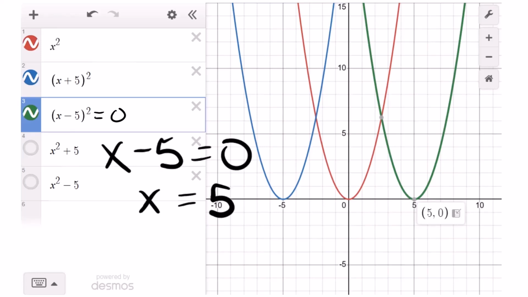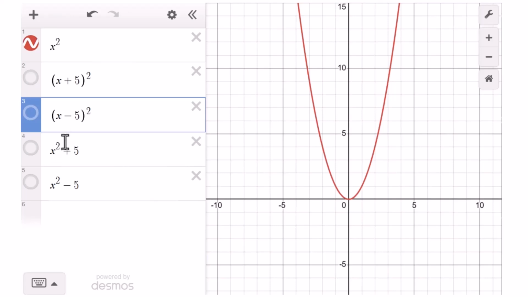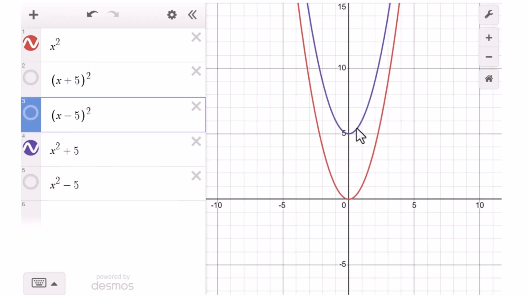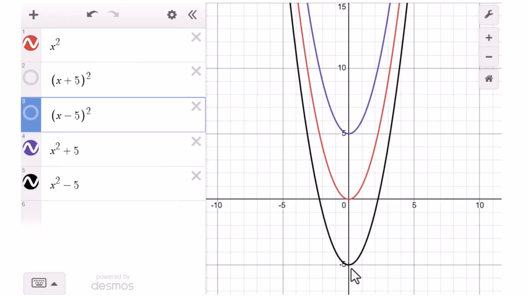Well, what happens then if we have the number on the outside, not in the parentheses with the x, but just on the outside? X squared plus 5, here's our parent function. Ooh, that went up 5 units. Didn't change the shape, it just went up 5. So x squared minus 5, what do you think is going to happen with that? Yeah, went down 5. Oh, that's pretty cool. So to slide your parabola up and down, it's that constant that's on the outside. And I'm going to tie this all together in a minute when I show you the vertex form of the equation. And if you want to go side to side, you have the number on the inside.